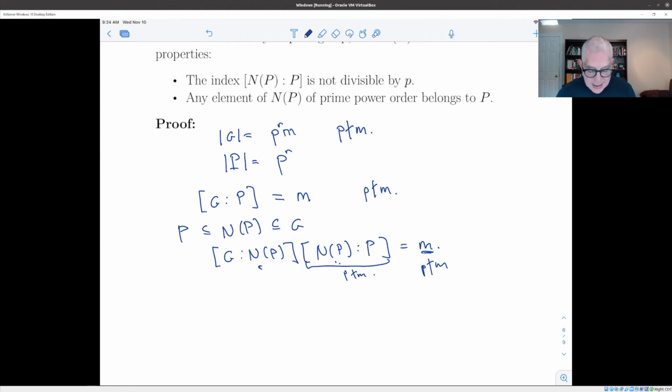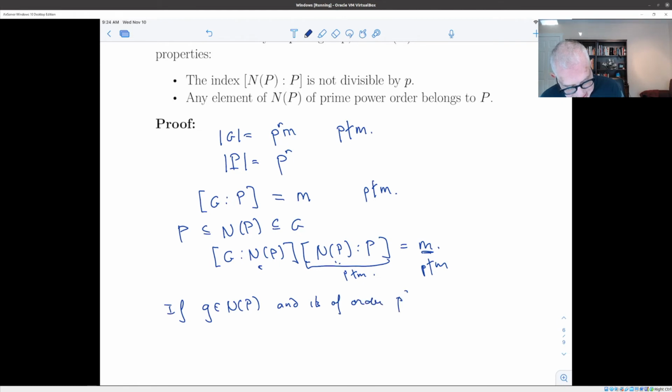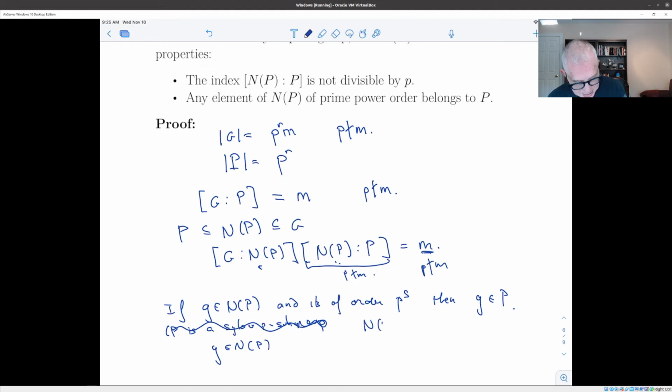At the same time, if you have an element g in the normalizer of P, and it's of order P to the S, then g must belong to P. Let's just prove this directly. Suppose you take g in N of P and you look at the quotient, N of P mod P. Since P is normal, N of P mod P makes sense, and this is a group of order, let's call it K, where P does not divide K.